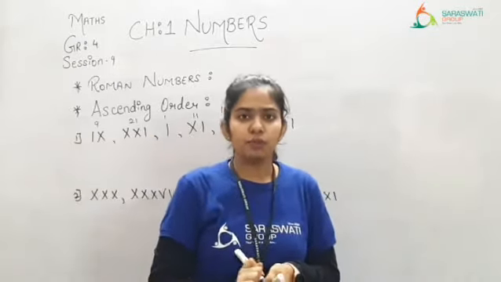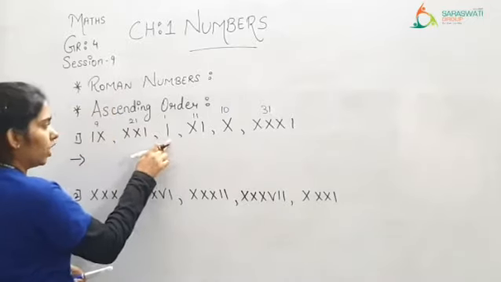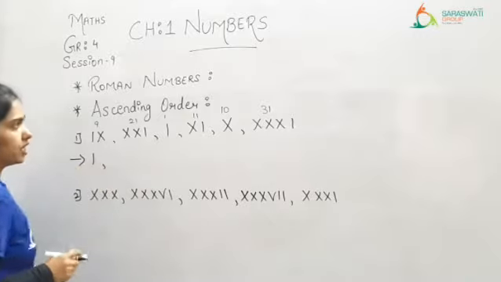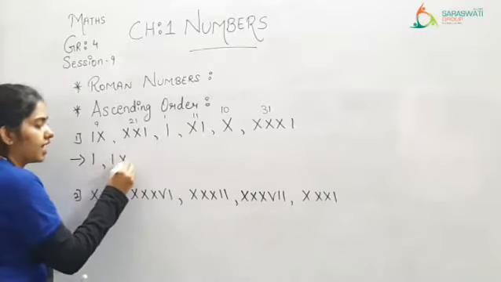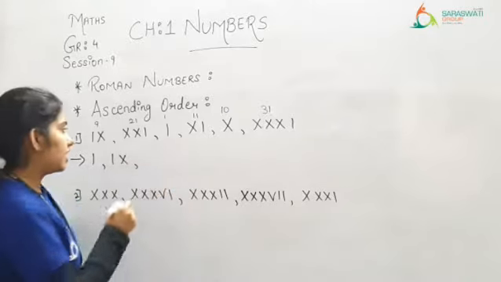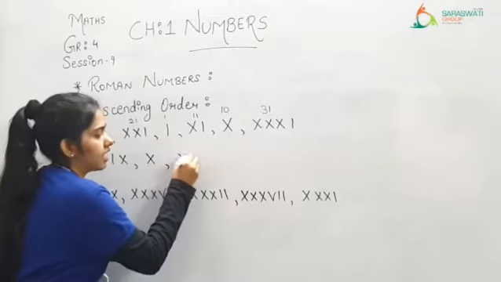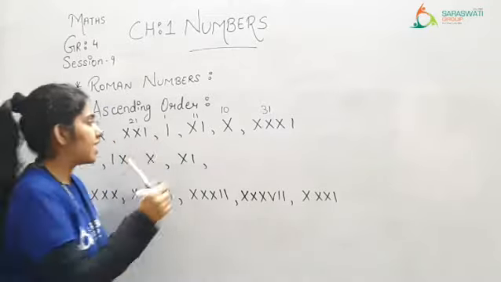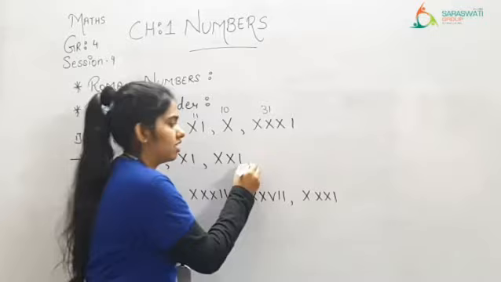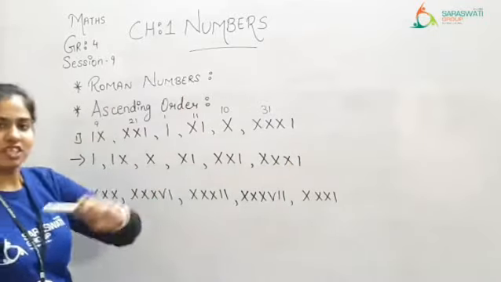Now we know how to arrange, which is the smallest? Over here this is 1. So I, then after which value will come? Yes, 9. So IX, then after 9, 10. So X, then after that 11, XI, then after that 21, XXI. And then which is next? 31. So XXXI. So we have arranged this.